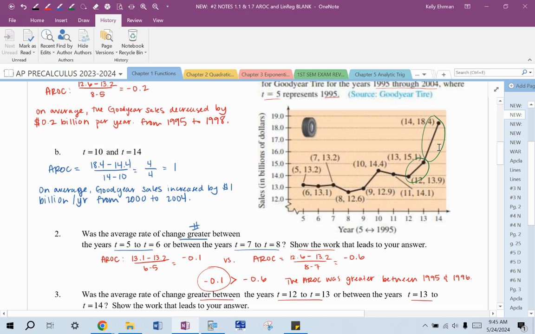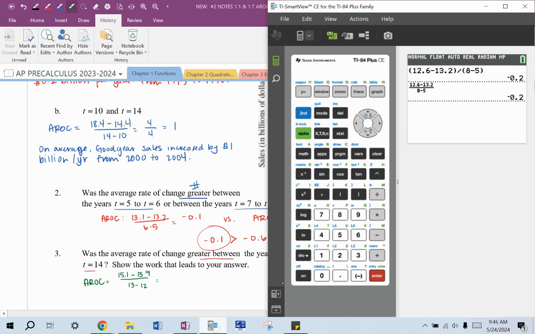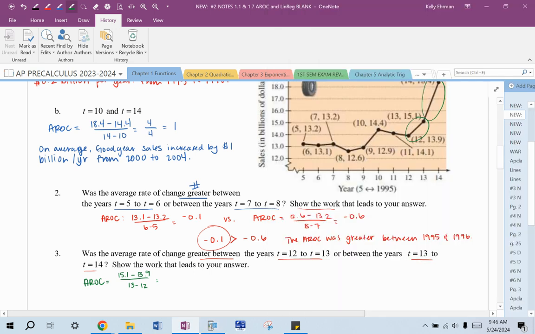Again, there are connections to calculus there. But they say show the work that leads to your answer. So that's common on our free response questions as well. So let's go ahead and just show the calculations of the two average rates of change. So we have one average rate of change from 12 to 13. So that is 13 is at 15.1 minus 12, which is at 13.9, over 13 minus 12. I should probably be able to do that, but it is the end of the school year here. I'm recording this in May. So 1.2, so that's positive 1.2.